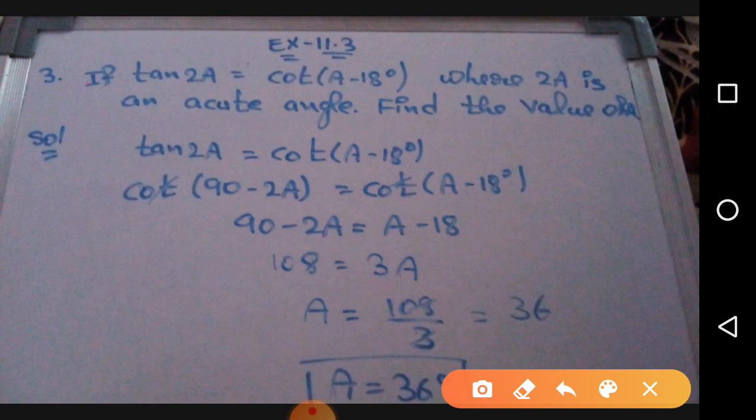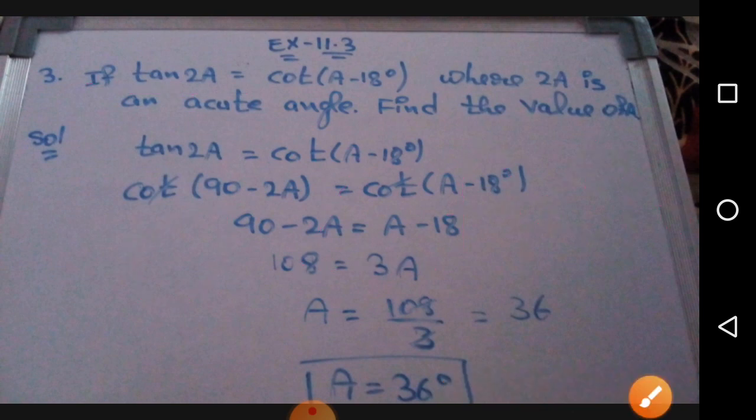If tan 2A equals cot of A minus 18, where 2A is an acute angle. What is the meaning of acute angle? Acute angle means an angle less than 90 degree but greater than 0. So if it is A, it is less than 90 and greater than 0. And find the value of A.